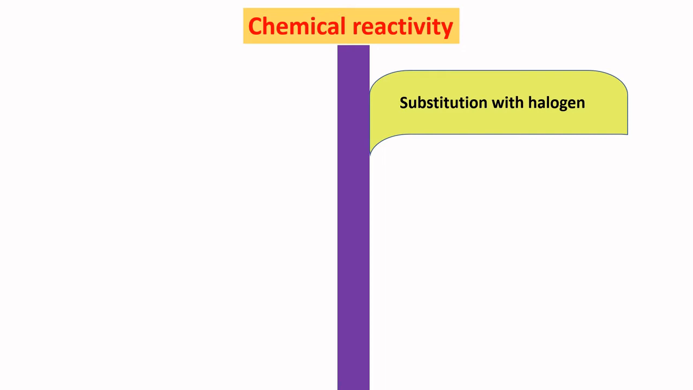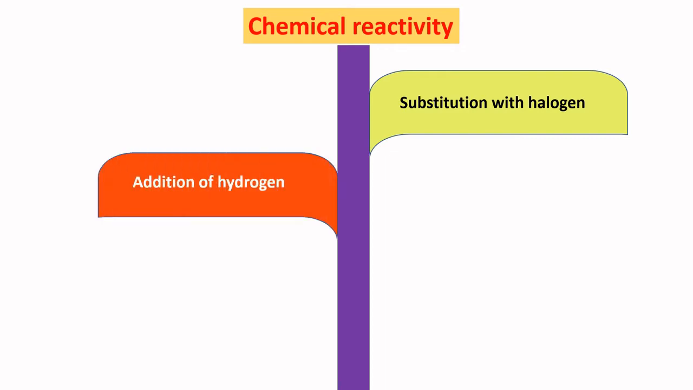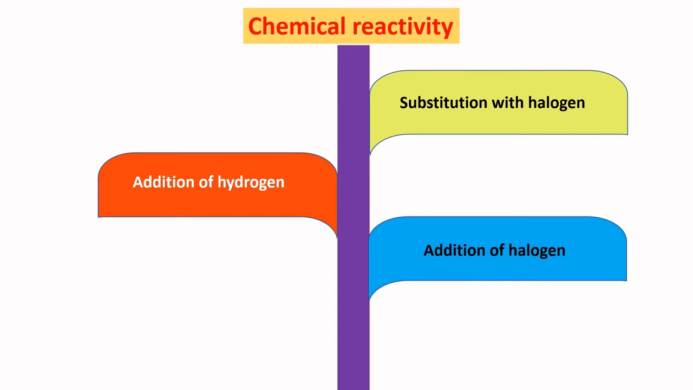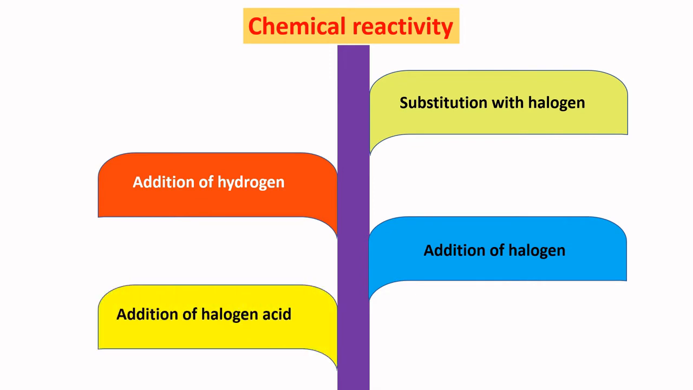Because of strain, this will behave like an alkene. So that's why it can show the addition reactions that alkenes show. We'll be seeing addition reaction of hydrogen, addition reaction of halogen, and one more thing, addition reaction of halogen acid. So these are the chemical reactions we'll be seeing in cycloalkane.